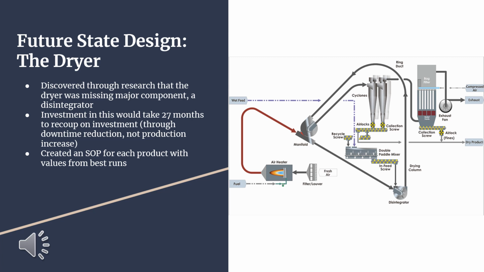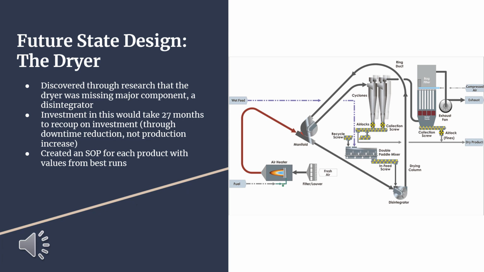During our analysis of the ring dryer manual and research into the system as a whole, we found that the current ring dryer was missing one major component, that being the disintegrator. While the schematic on the right shows how the disintegrator would be implemented into the system, the layout is slightly different than what Zimpro currently has.